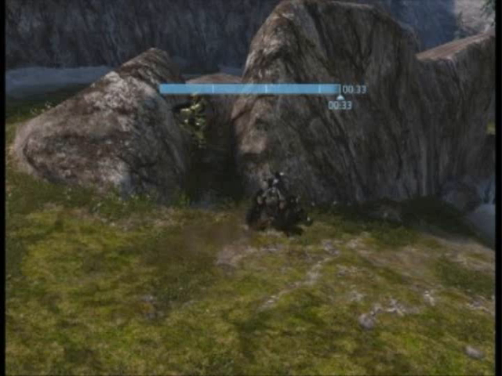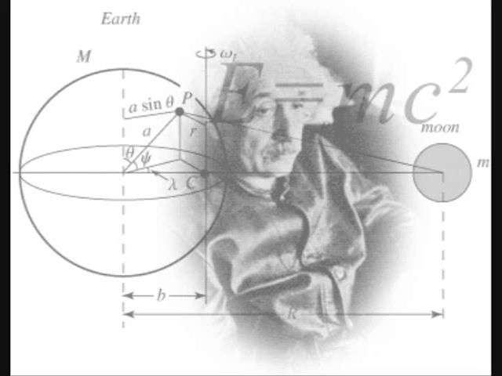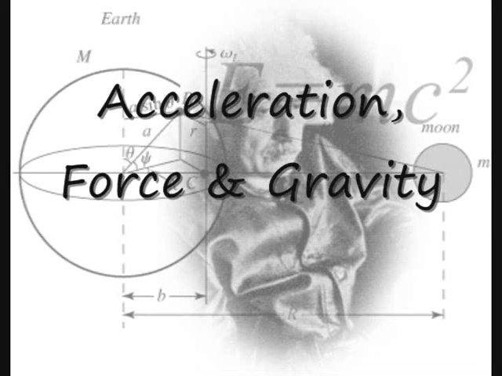While the warthog may have traveled a great distance, the displacement is 0 because it returned to the starting point. The next 3 topics are acceleration, force, and gravity. Acceleration applies to any change in the object's velocity. To find acceleration, take the final velocity minus the initial velocity over total time.